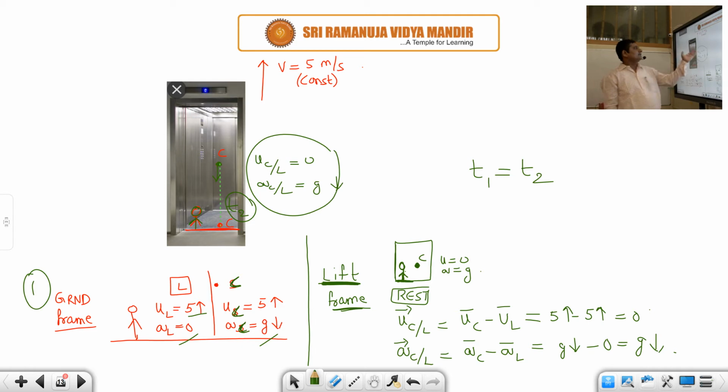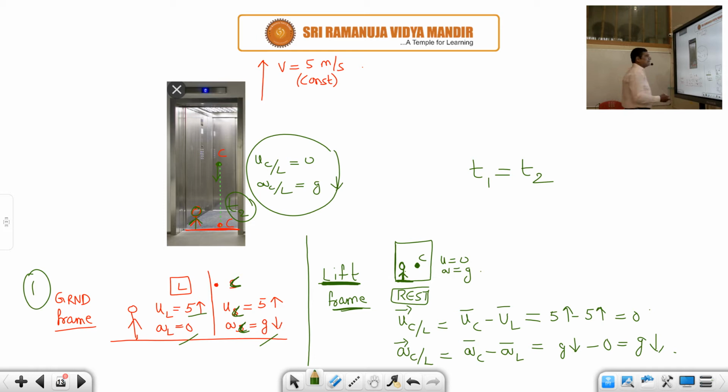Here also, even though the lift is moving upwards with some velocity, quite different from the first case. In the first case the lift is at rest, it does not have velocity. In the second case, even though the lift is moving upwards, when you see from the lift frame, the velocity is 0 and acceleration is g downwards. So whatever time it takes, if it takes t2, it must be the same as t1.